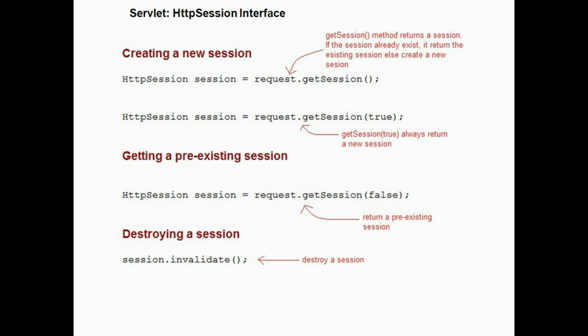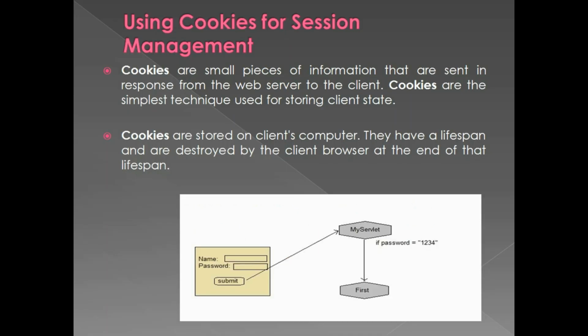Let's see the second technique, that is using cookies for session management. As you all know, cookies are a small piece of information that is sent in a response from the web server to the client. Cookies are the simplest technique used for storing client-side, and cookies are stored on the client's computer. They have a lifetime and are destroyed by the client browser at the end of the lifespan. Normally cookies have two types, as you all know: persistent cookie and temporary cookie. A temporary cookie means if you close the web browser or shut down the computer, then definitely the cookie values will be erased.